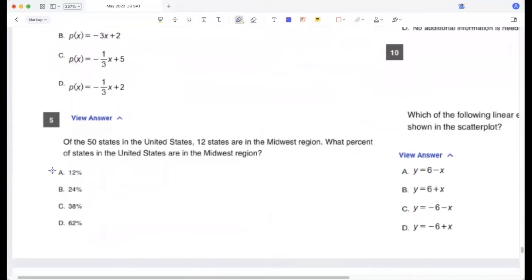Of the 50 states in the US, 12 states are in the Midwest region. What percentage of US states are in the Midwest? So 12 by 50 times 100. So that's 24%.